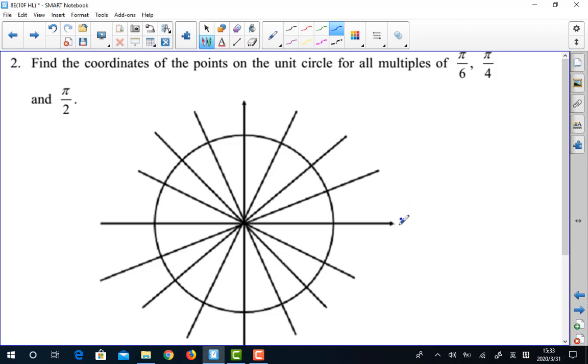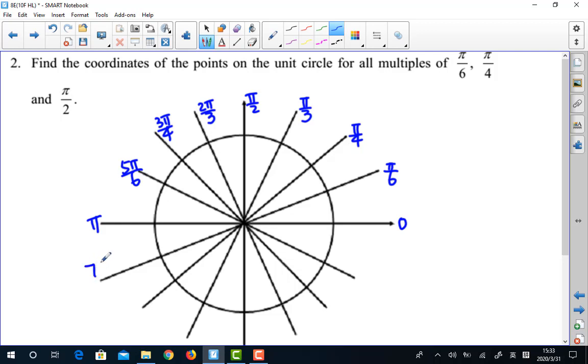Starting from here, this is 0. This is pi over 6. This is pi over 4. This is pi over 3. This is pi over 2. 2 pi over 3. 3 pi over 4. 5 pi over 6. This is pi, half rotation.